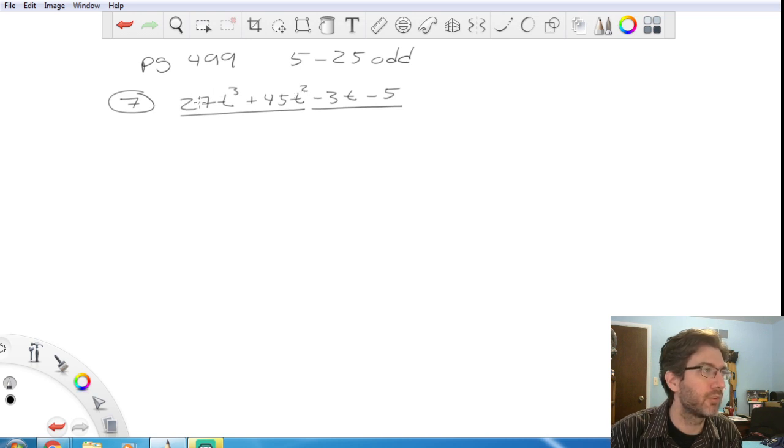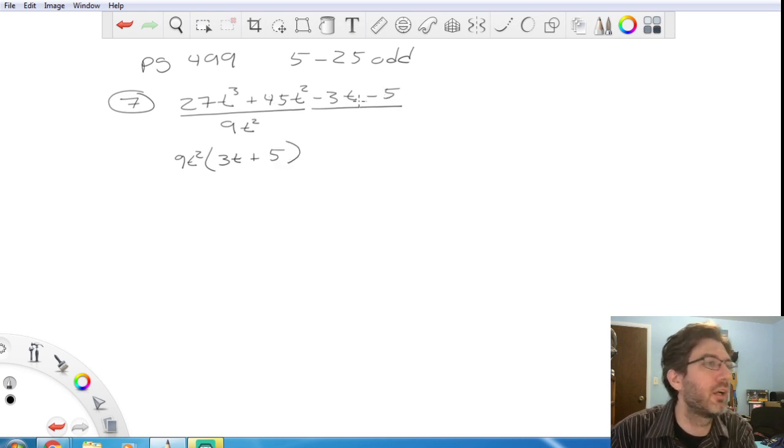So here we have a 27t to the third and 45t to the second. I know I can take out t to the second. And 27 and 45 both share a factor of 9. So I can take out 9t squared, and that leaves me with 27 divided by 9 gives me 3. T to the third divided by t squared gives me t. And that's being added to 45 divided by 9, which gives me 5, and the t's will cancel.